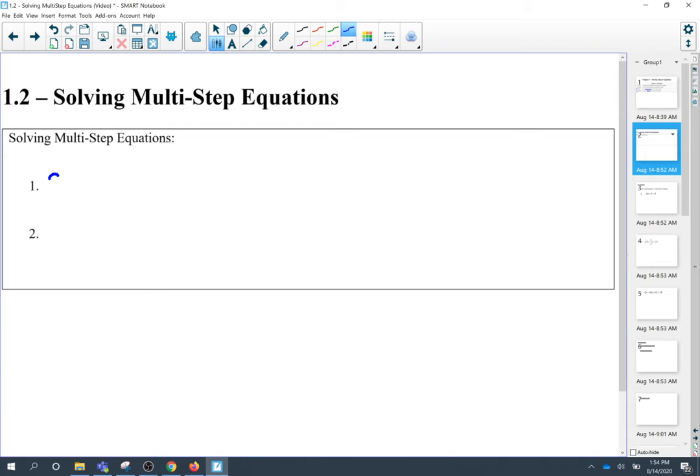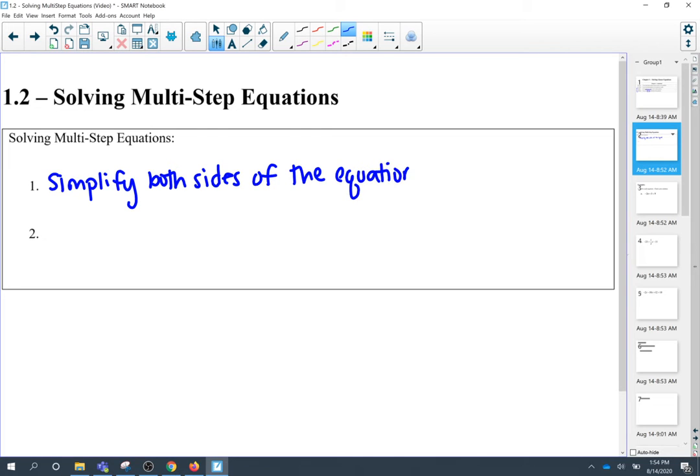First of all, simplify both sides of the equation, and then I'm going to kind of add on there, if necessary. Sometimes you have to simplify, sometimes you don't. Sometimes you only have to simplify one side, sometimes you have to simplify both, and we'll take a look at that. And then number 2, solve for the variable.